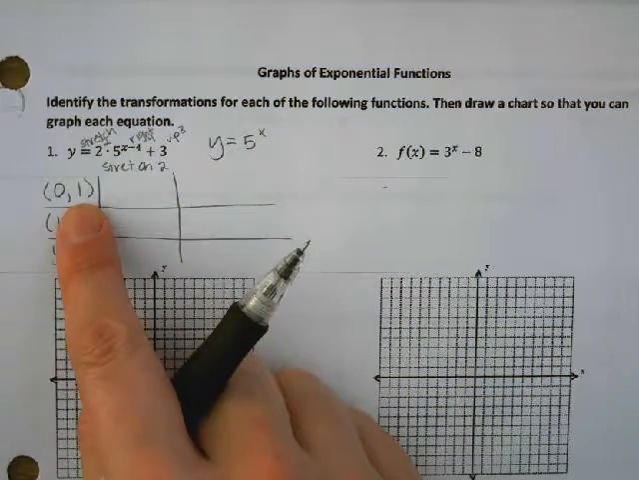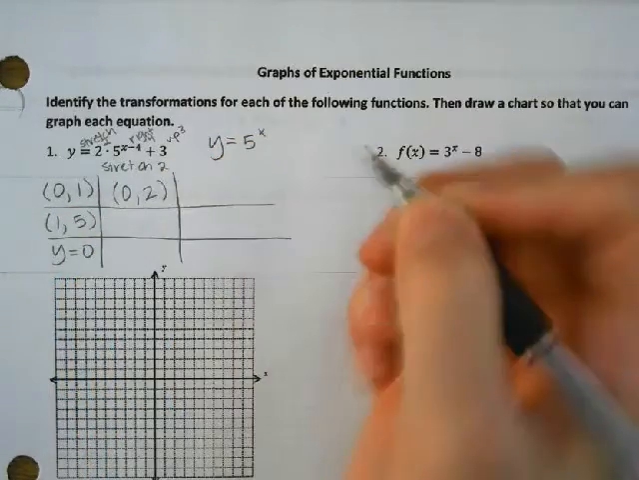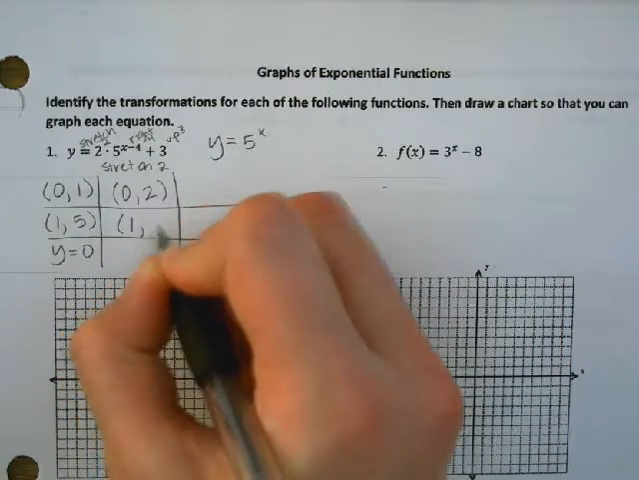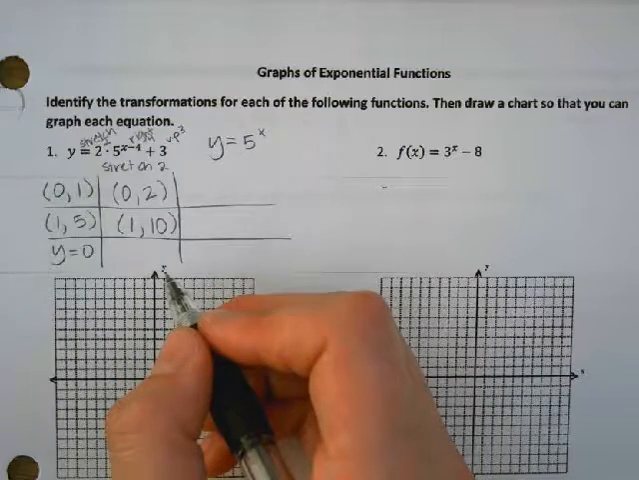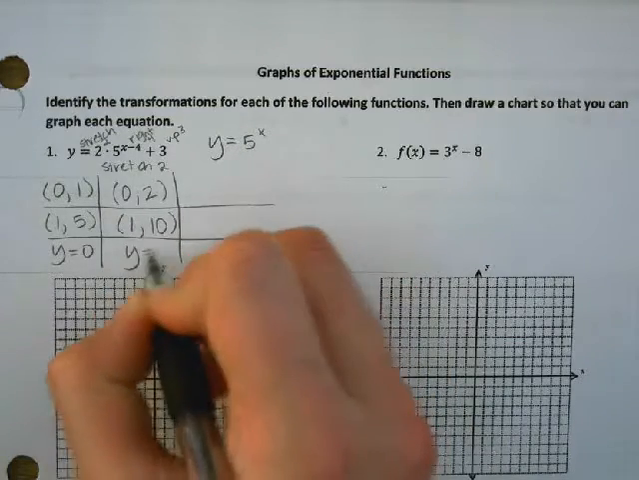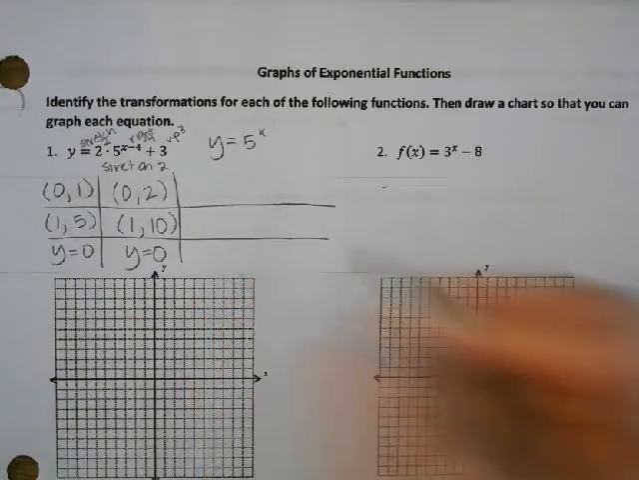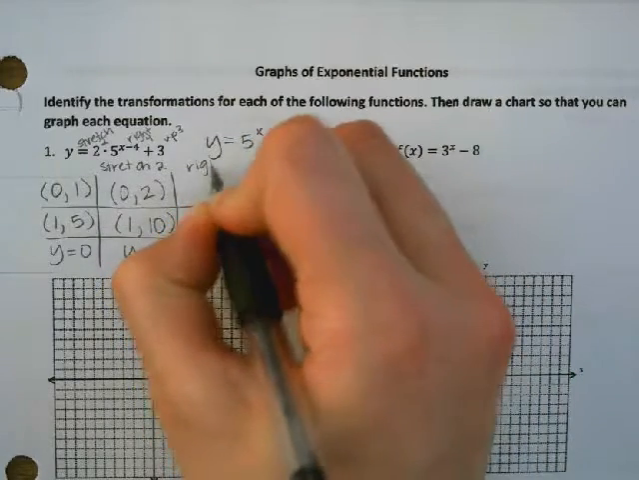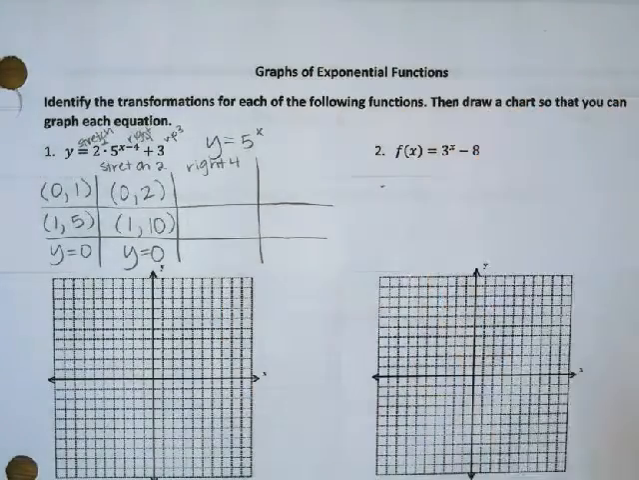So what did you guys put for your first point? 0, 2. What did we put for our second point? 1, 10. What do we have for our asymptote? Y equals 0. Didn't change. Okay. What's the next transformation we should do? Yeah, we've got to the right 4. Okay, go ahead and do that transformation to the right 4.